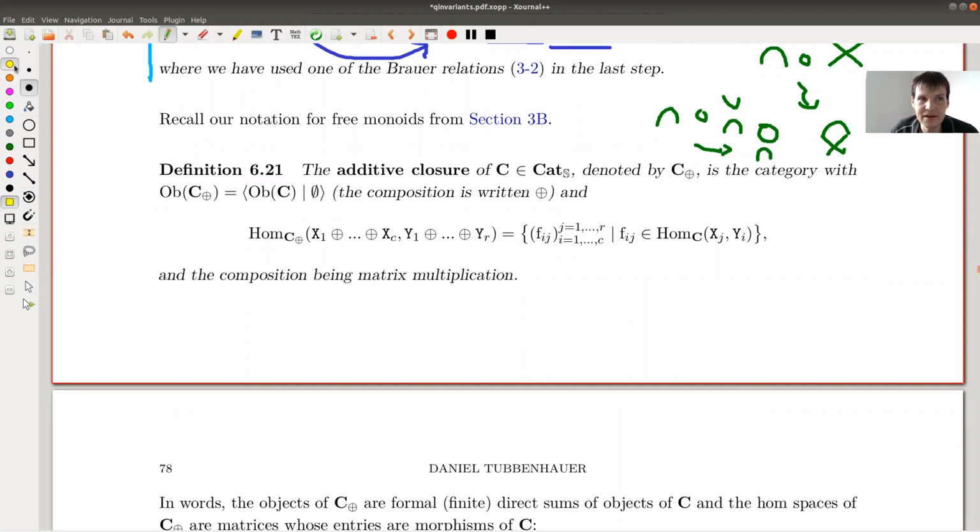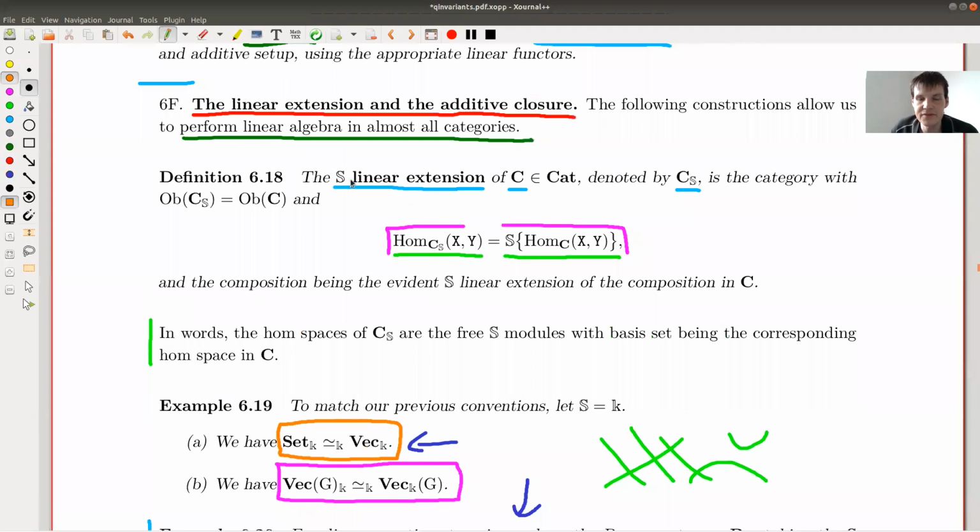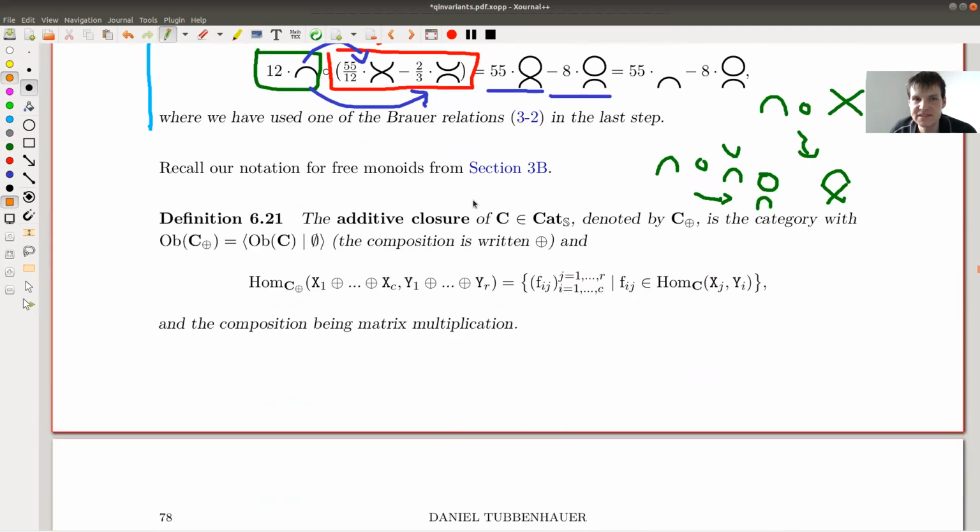And similarly, there is a concept which is equally good. This is usually called the linear extension. I could have also called it the linear closure, but whatever, this is the name. The additive version of it is called the additive closure, and it's denoted by C with a direct sum.